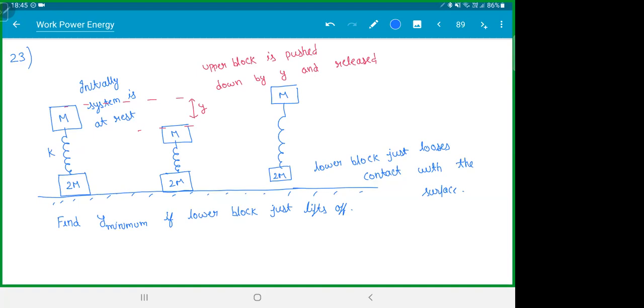Is the diagram clear? 2 blocks, M, 2M with a spring. Whole setup is vertically placed. Initially it is at rest. Someone pushed that upper block by y down and then released. And during the motion of the upper block, at some point, the lower block lifts off the ground. Find y minimum. How do we do this?